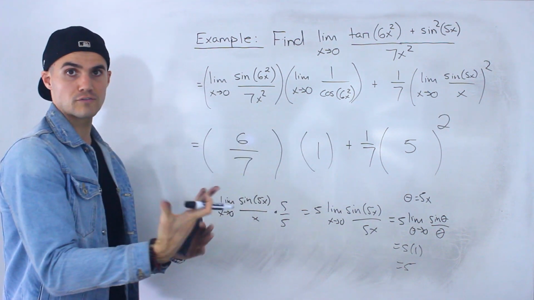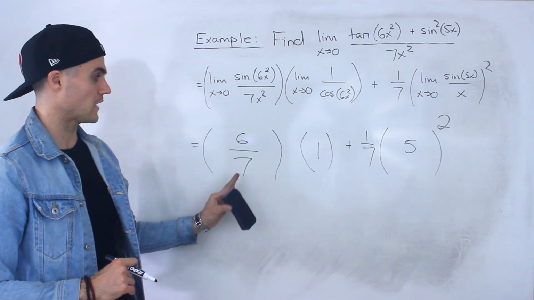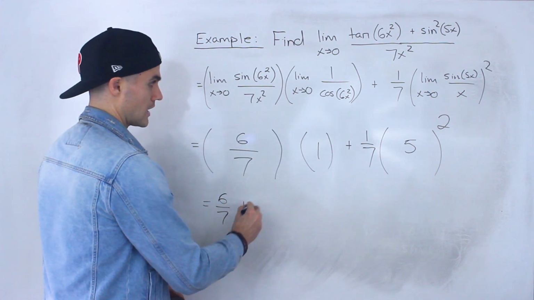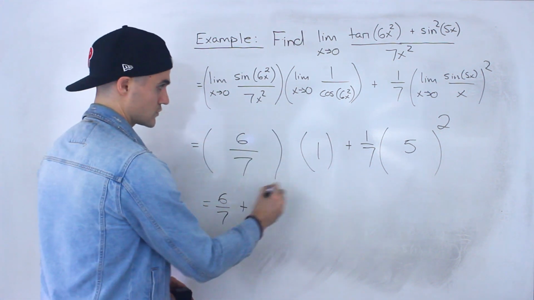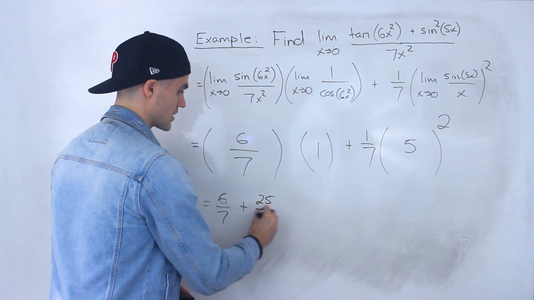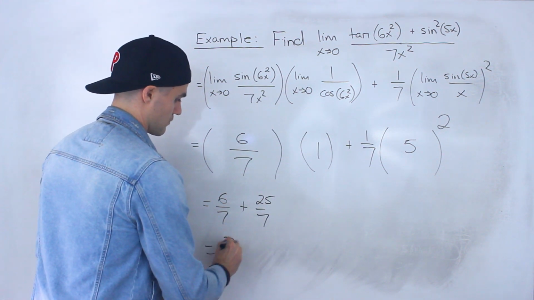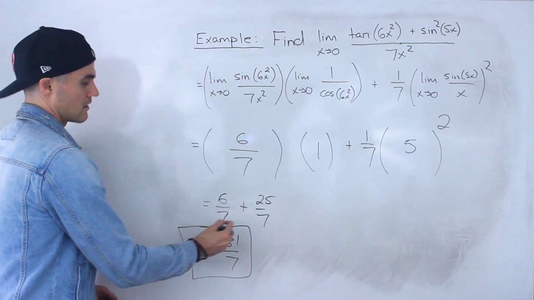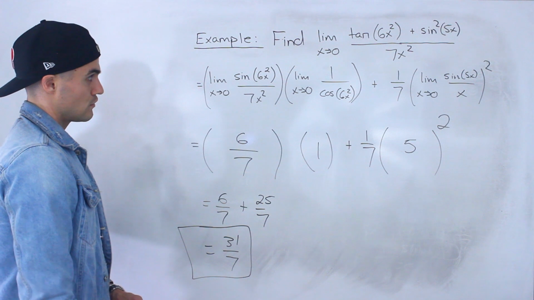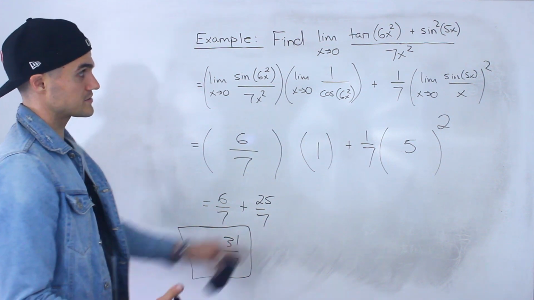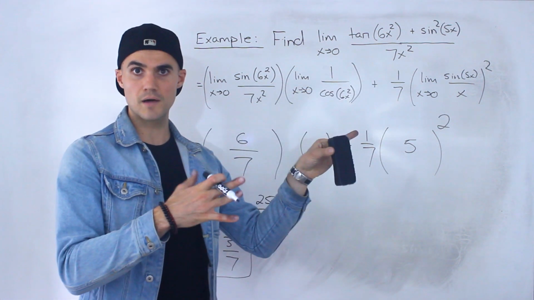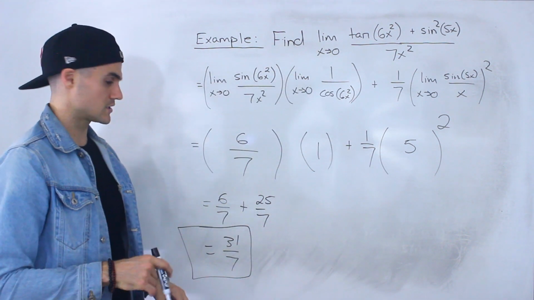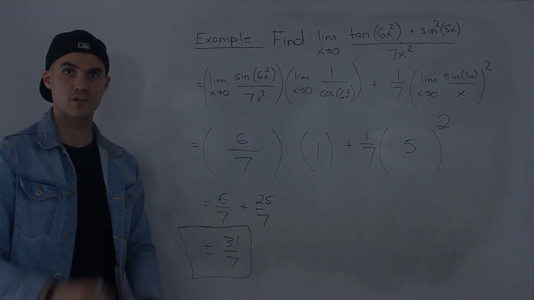From here, all you have to do is algebra. We would have 6 over 7 times 1, which is 6 over 7. Then 5 to the power 2 is 25, and 25 times 1 over 7 is 25 over 7. So we would end up with 31 over 7. That ends up being the final answer to this limit. We split it up, converted the tan to sine over cos, and then just worked the trig limits. 31 over 7 is the final answer.